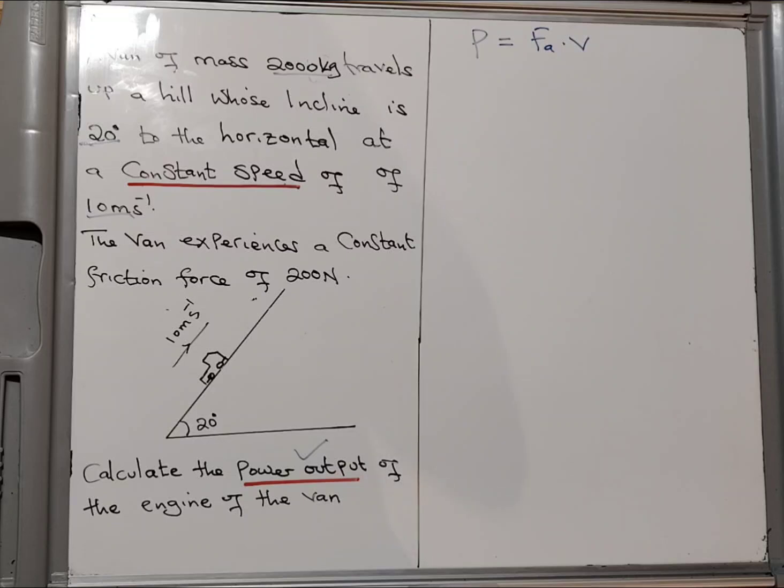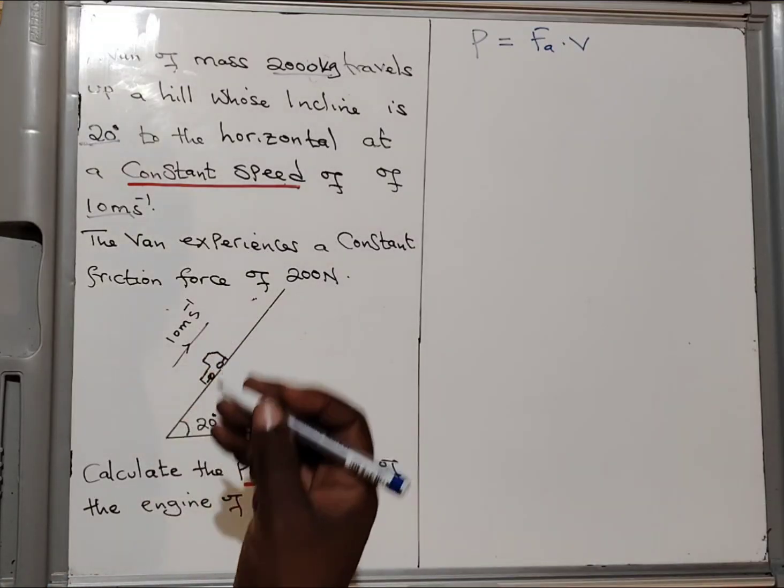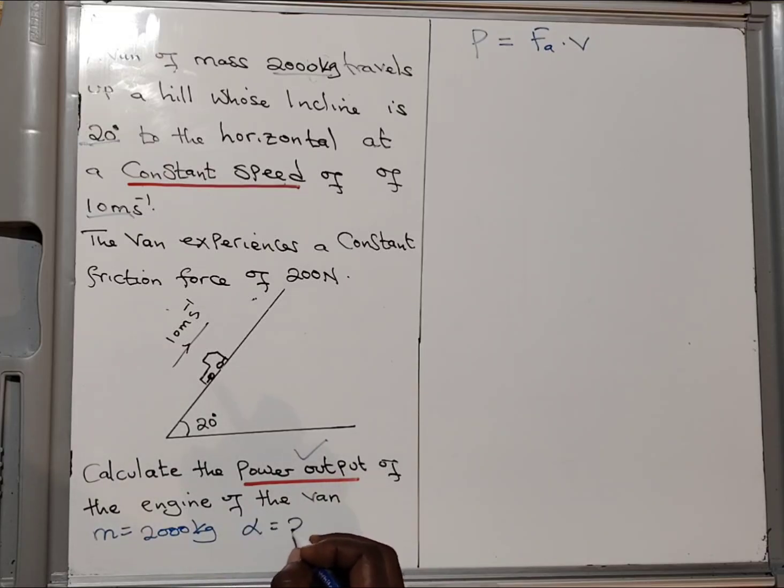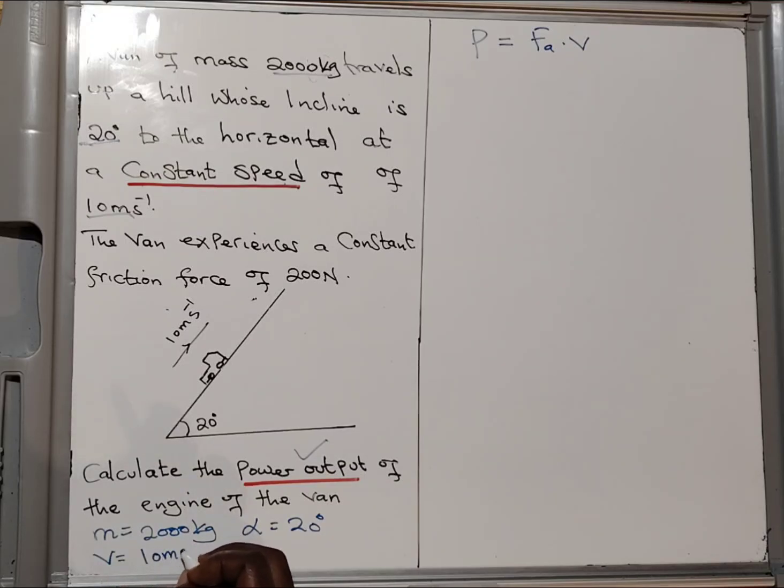Let us look at the data. When you look at our data, this is what we know. We know mass, which is 2000 kg. We know angle of inclination, which is 20 degrees. We know speed. We said you can substitute with the velocity, which is 10 meters per second. We know friction force, which is 200 newtons.